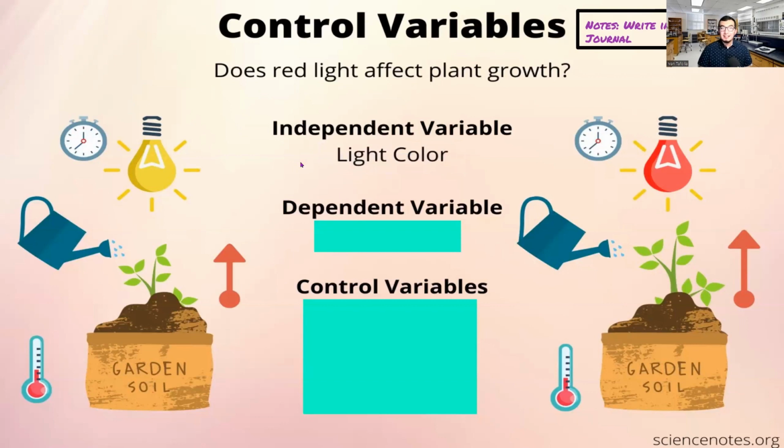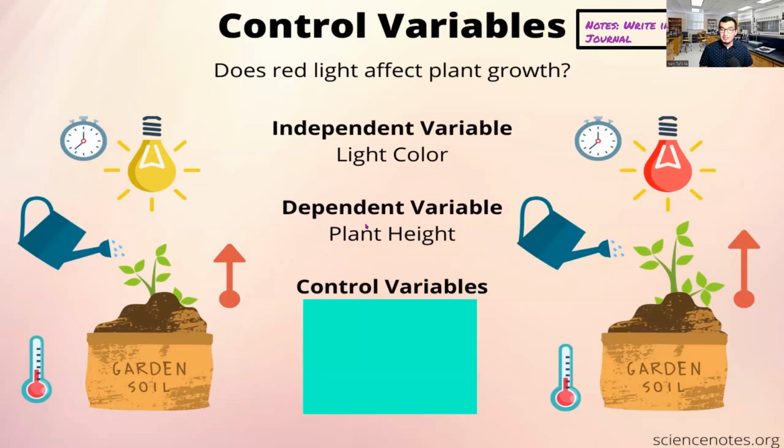All right. Next is our dependent variable. Dependent variable is what we're trying to measure based on what is changing. So since light color is changing, what are we going to measure? So again, let's go back. It asks, does red light affect plant growth? Plant growth. That is what we're trying to measure. We're trying to measure the plant growth after changing the light. So that means plant height is going to be our dependent variable.